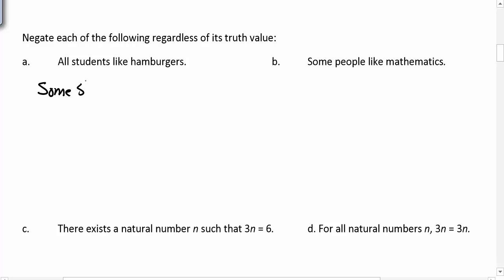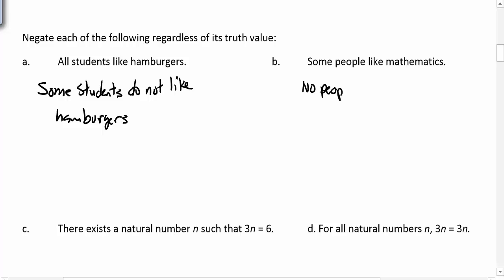some students do not like hamburgers. Okay, some people like math. I guess some people like mathematics. So the negation of that, if we happen to think that some do, the opposite of that some would be that no one does. So no people like math.